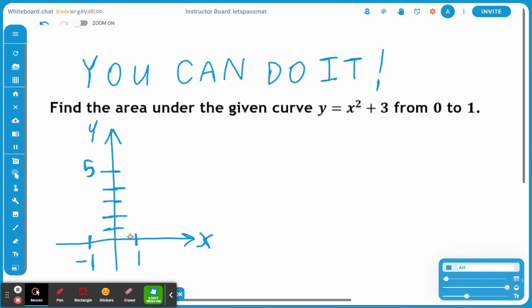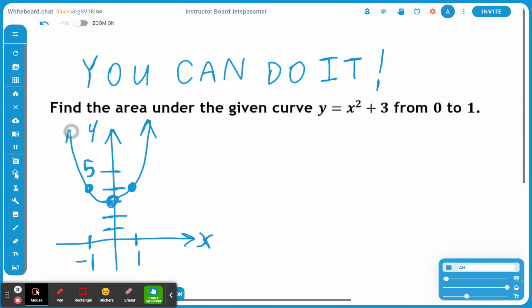Here's the actual function. When you think about y equals x squared plus 3, this means it's going to open up. The minimum is going to be at (0, 3). And of course, if you follow the step pattern, you're going to go right by 1, up by 1, left by 1, up by 1, and so on.